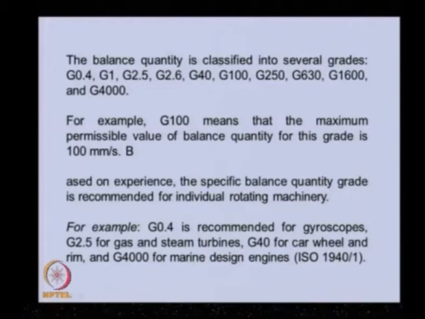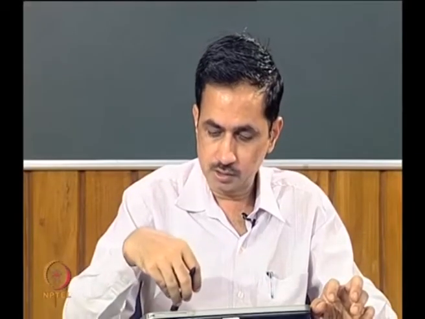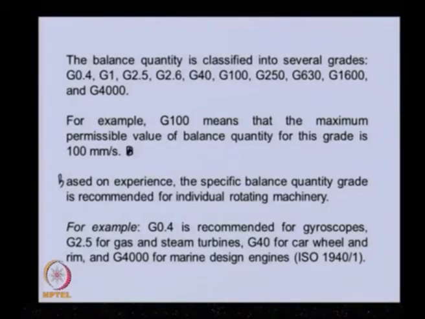Various balance quality grades are there. So, G 0.4, G 1, G 2.5, like that we can go up to G 4000. For example, G 100 means that the maximum permissible value of balance quality for this grade is 100 millimeter per second. Based on experience, a specific balance quality grade is recommended for individual rotating machinery.